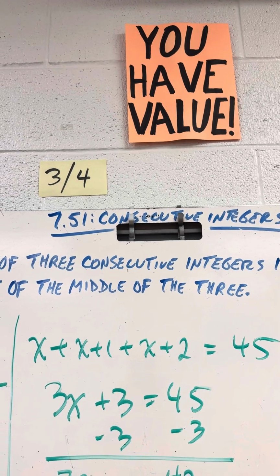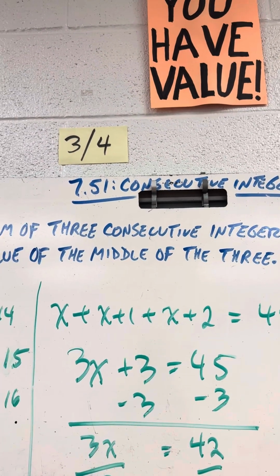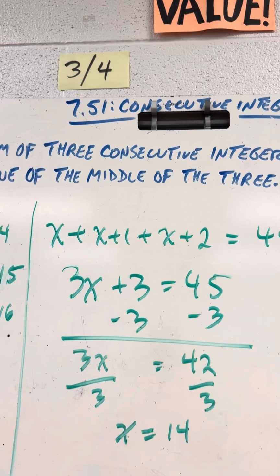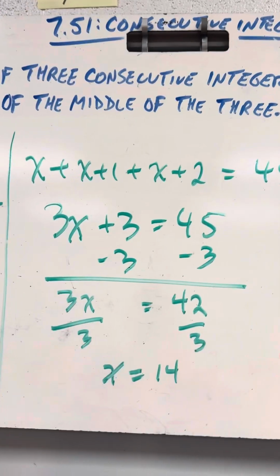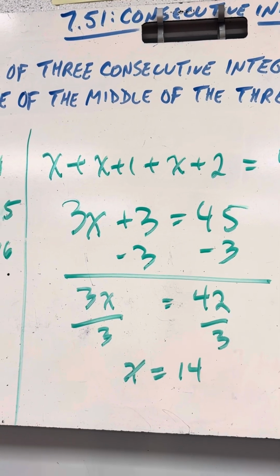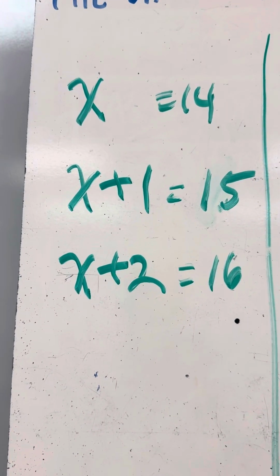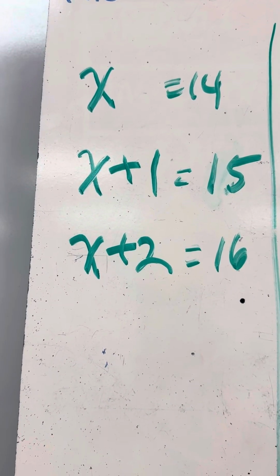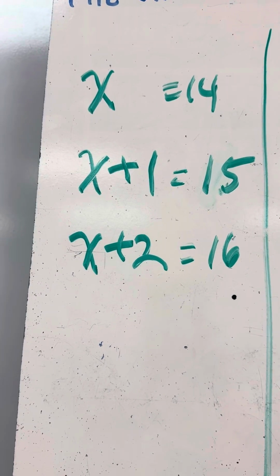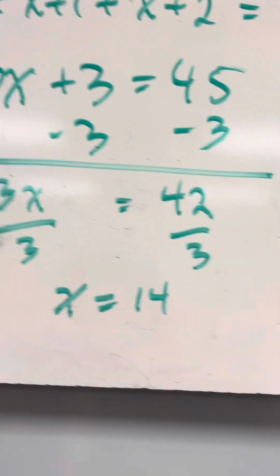Minus 3 from both sides, you get 3x equals 42. Divide by 3, x equals 14. So x is 14, x plus 1 is 15, x plus 2 is 16. It says, what's the value of the middle of the 3? The middle of the 3 is 15.